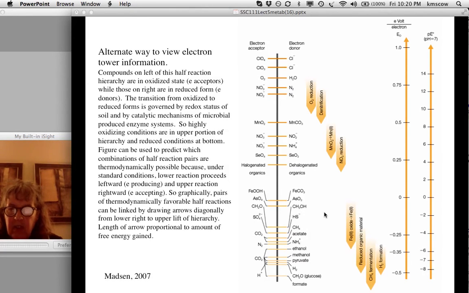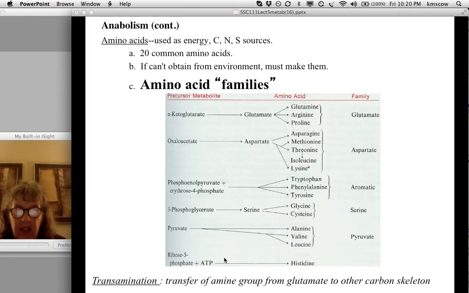So for those of you who like to see it the other way around, here is a relatively complex, but tells-it-like-it-is depiction, a conceptual model for the same kind of thing, but letting you look at it in a different way. But also you can use this to predict which combinations of half reactions. Remember, it takes two redox pairs to tango, so this gives you a better idea of which ones you can actually couple with one another.